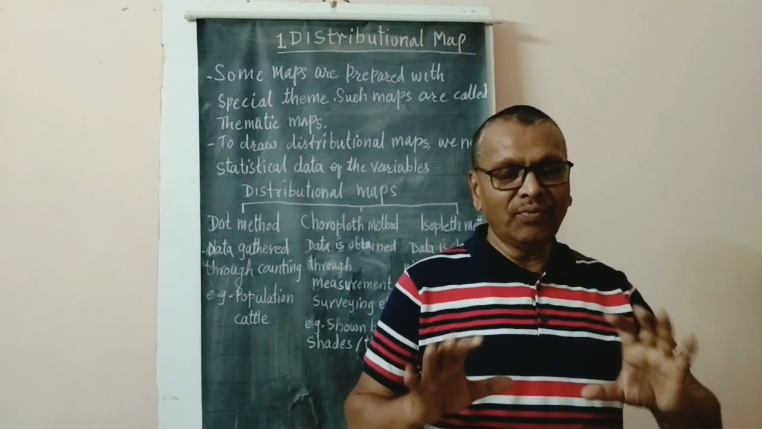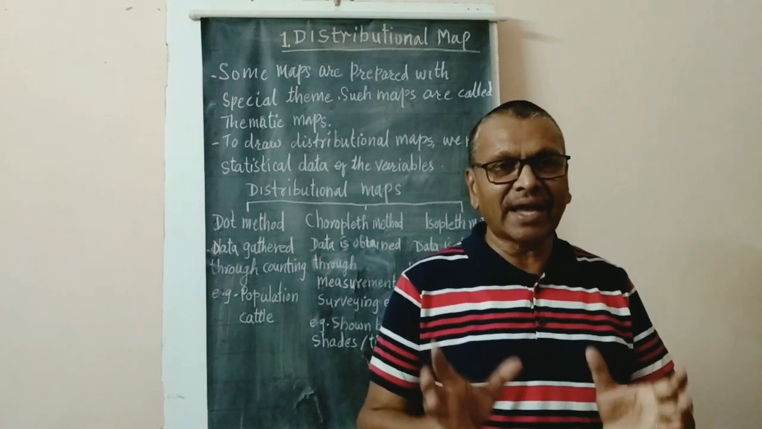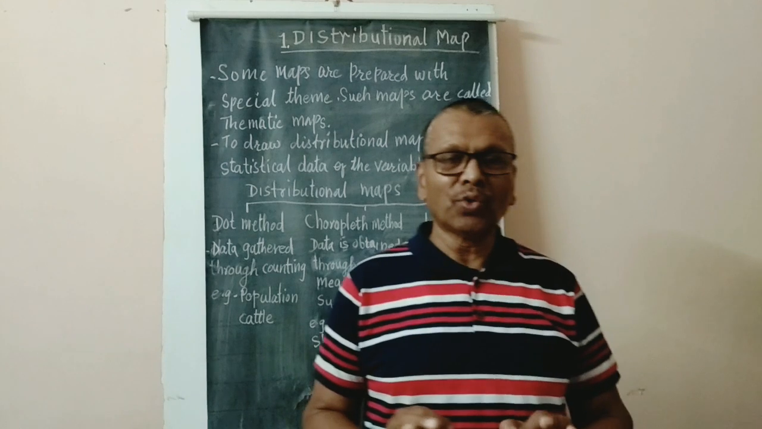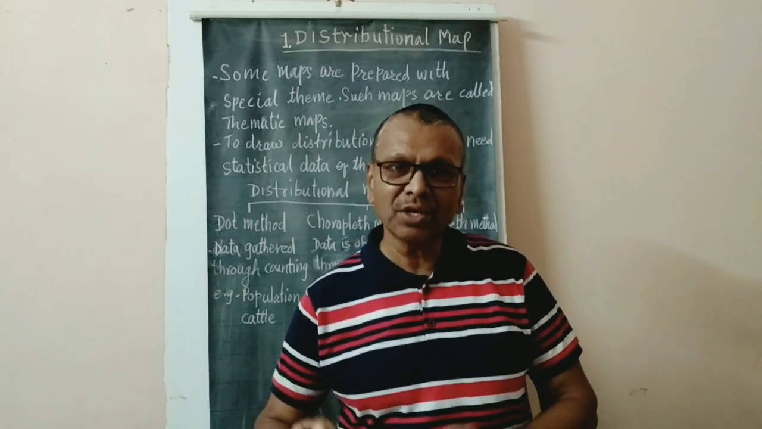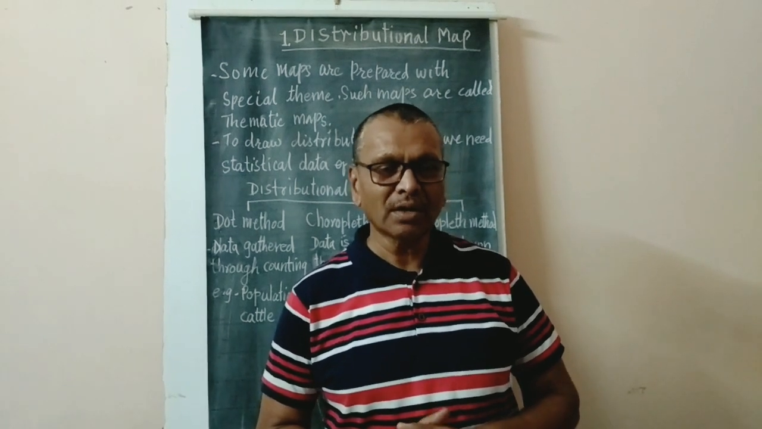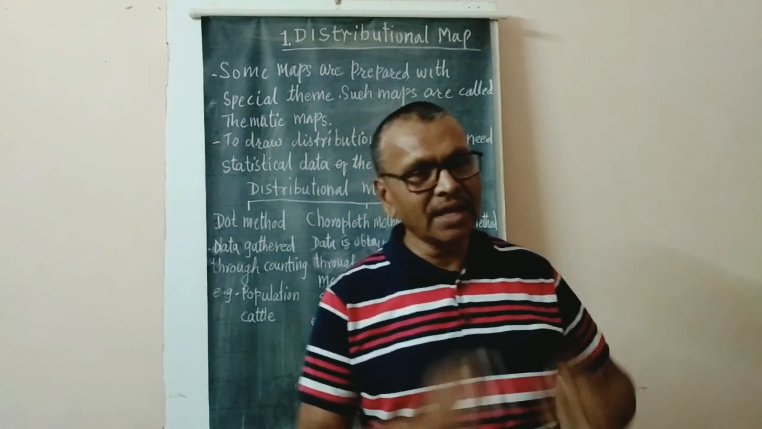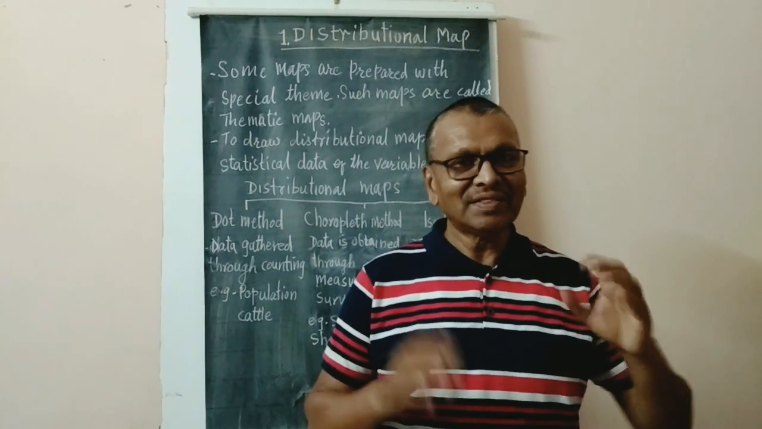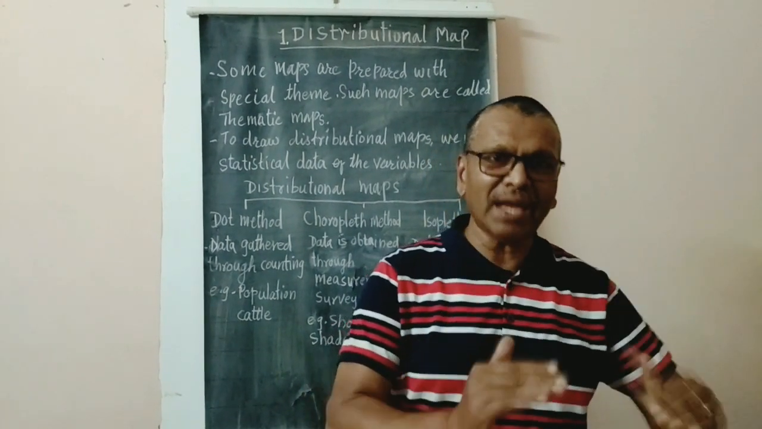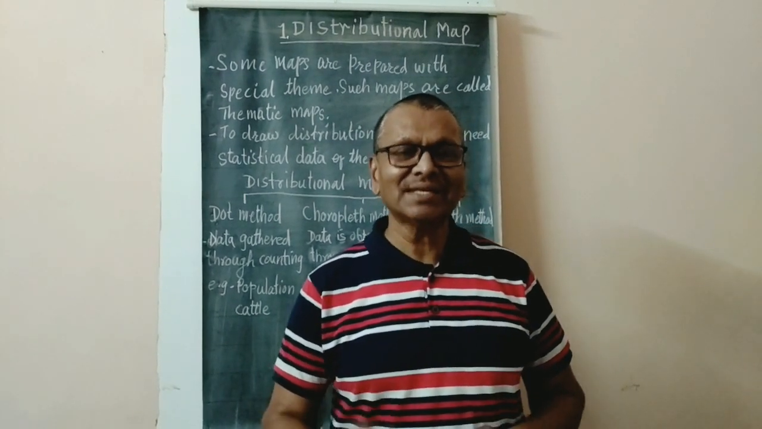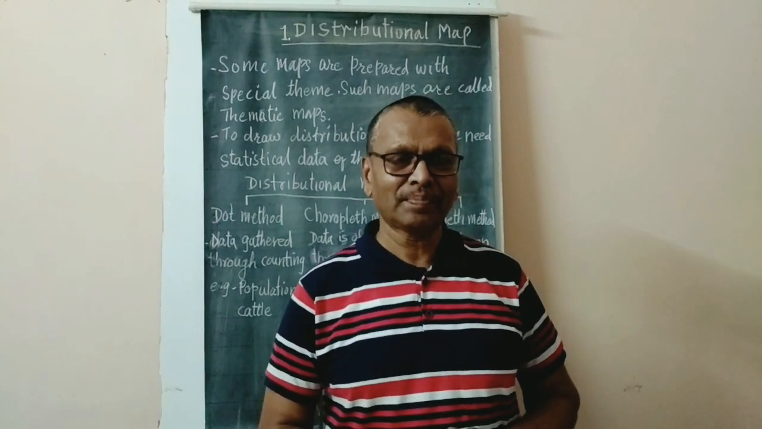And therefore we clearly get the idea. For example, if we have to show the population of a particular region or the rainfall of a particular region, this map is only meant for population or rainfall. So this is called a thematic map.